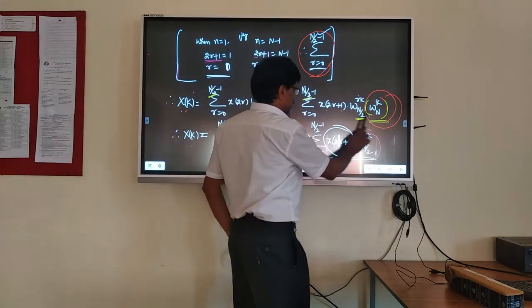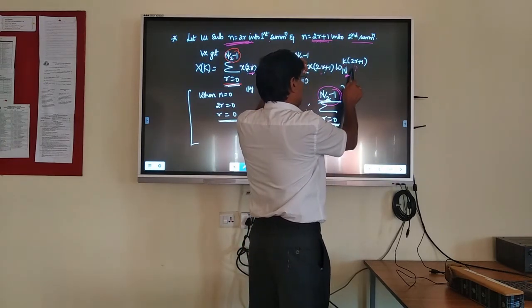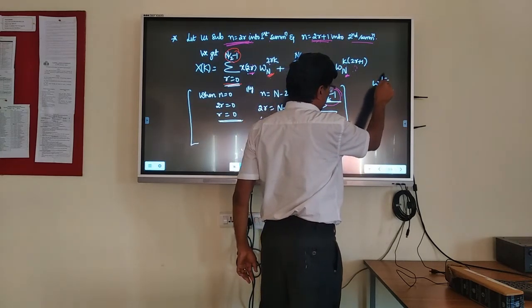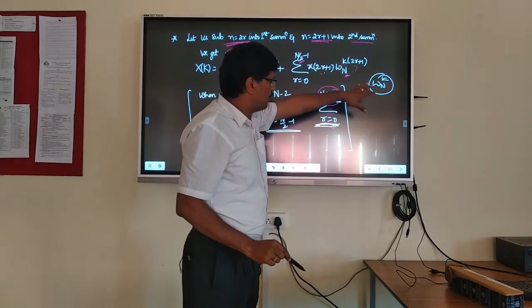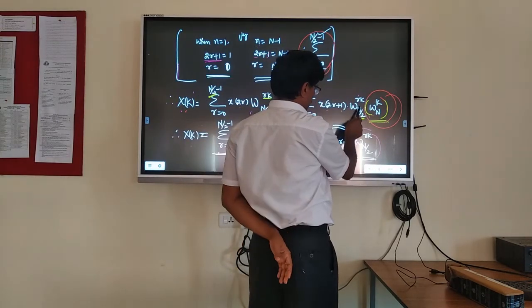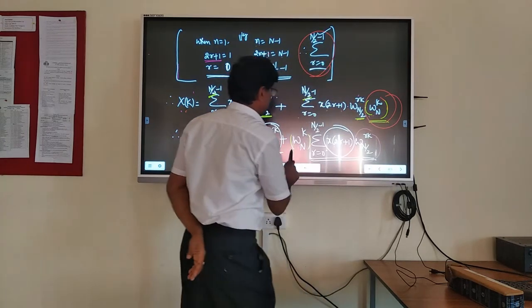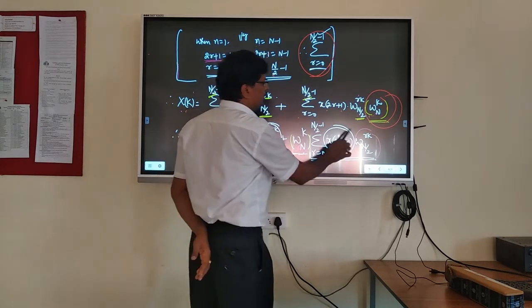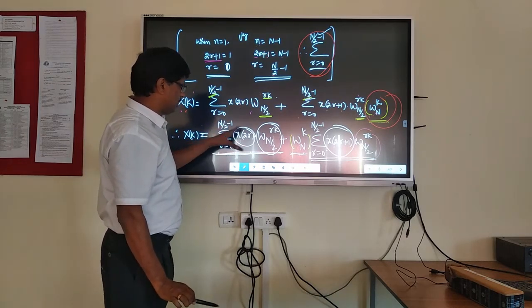Similarly here, first split. Here you split these two: omega N to the power k into 2r times omega N to the power k. That omega N to the power k term is very, very important. Take out this; that plays an important role here. Then the rest you write. For example, omega N by 2 to the power rk. Now N by 2, N by 2. Omega N to the power k you write separately, and the rest you write separately. Now you get expressions as exactly 2 N by 2 point DFTs.